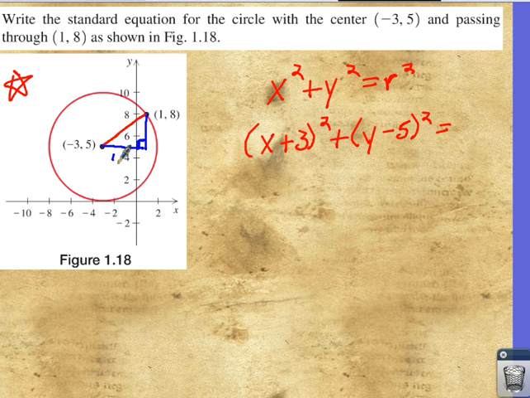From -3 to 1, that's a distance of 4. From 5 up to 8, that's a distance of 3. And hopefully you know your triples. A squared plus b squared is equal to c squared, or this is a Pythagorean triple. 3, 4, what's the radius? 5. So r squared equals 25.